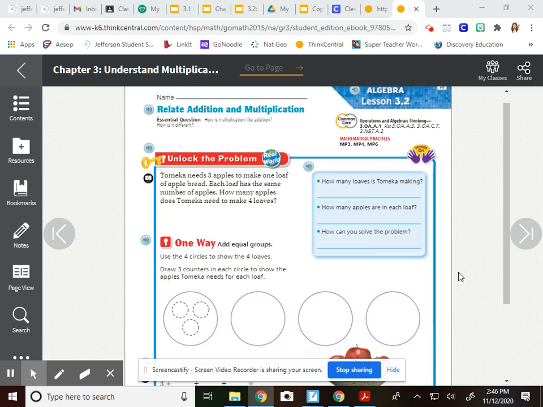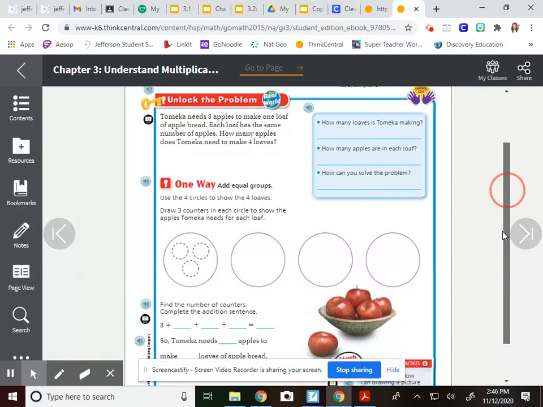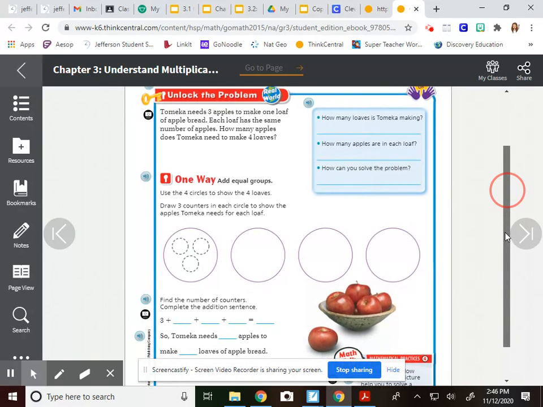Everyone. Today we're going to talk about how addition and multiplication are alike, how they're related to one another. We're going to be thinking about how multiplication is like addition and how it is different. So today we're going to be drawing equal groups, which is what we did yesterday as well, but we're also going to be using repeated addition to solve a multiplication story.